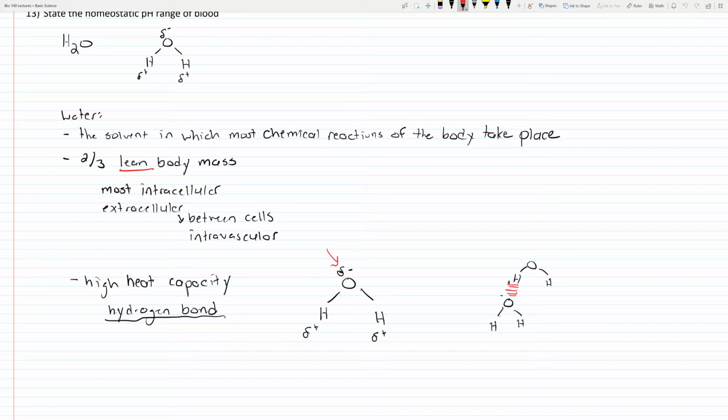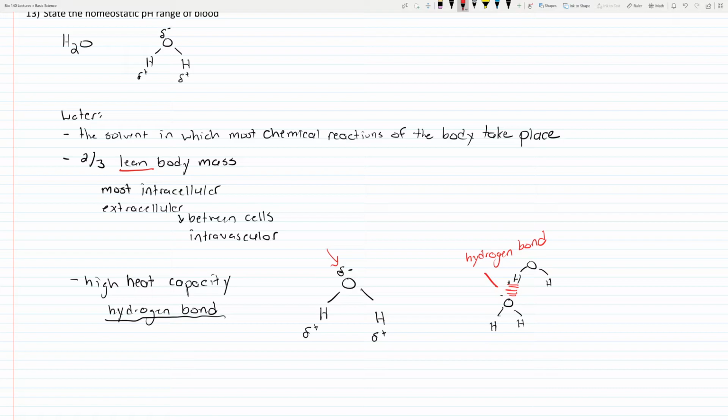And this attraction between the polar hydrogen and the polar oxygen is called a hydrogen bond. And when you have that hydrogen bond there, it means it takes a little bit more energy to break it apart. It's like when you have two magnets stuck together, it takes a little bit of force to break them apart, but once you break them apart, they'll move apart easily. Same thing happens in water.